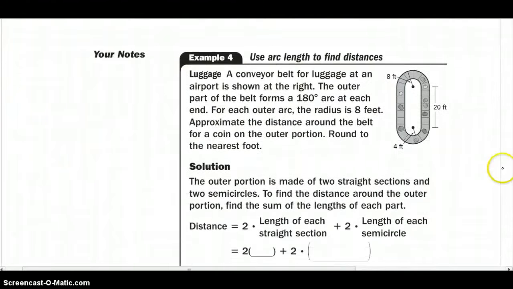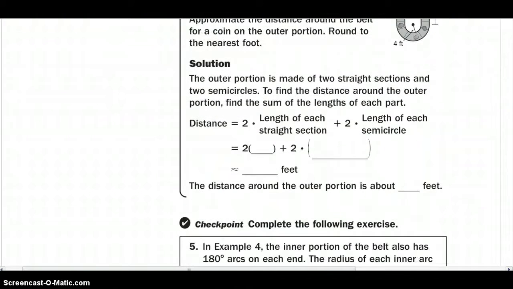And last but not least, I just came home from a trip, so I had to check on this conveyor belt. So the luggage on the conveyor belt at the airport is shown at the right. The outer part of the belt is a 180 degree arc at each end. For each outer arc, the radius is 8 feet. Approximate the distance around the belt for a coin on the outer portion, rounded to the nearest foot. So the outer portion is made up of 2 straight sections and 2 semicircles. To find the distance around the outer portion, find the sum of the lengths of each part.